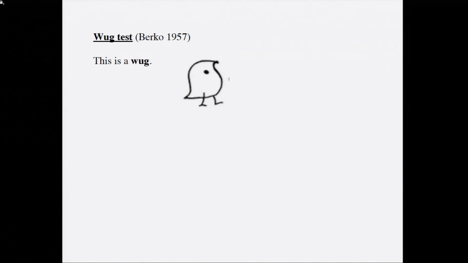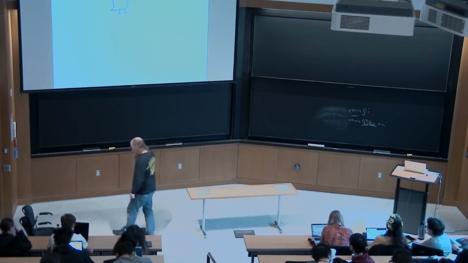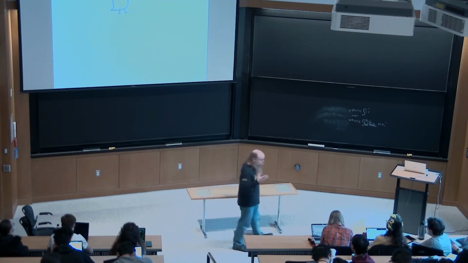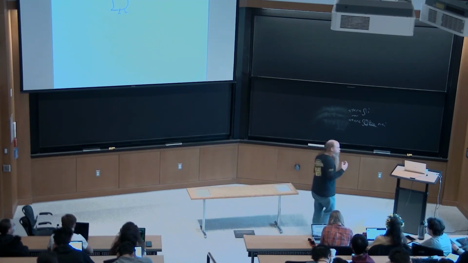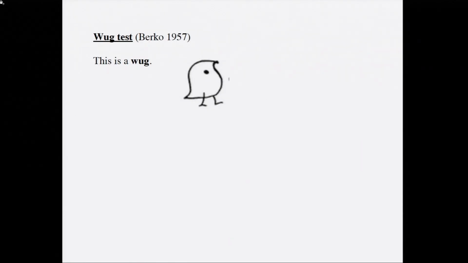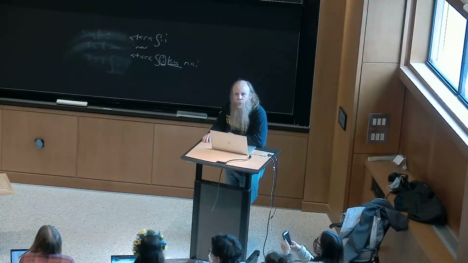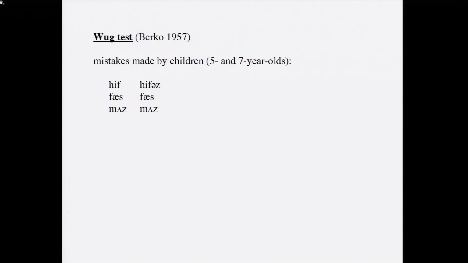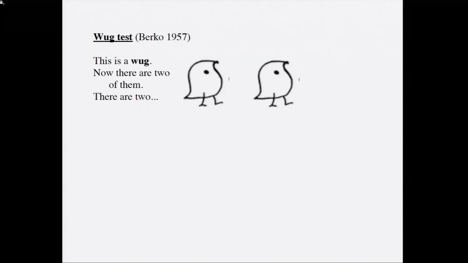Jean Berko, later Jean Berko Gleason, did this work in 1957 with children. She was demonstrating that they know these generalizations about plurals, even with words they've never heard before. So she would show them pictures like this one. This is one of her pictures. She said, this is a wug. And then she would show them 2 pictures of the same thing. And she would say, now there are 2 of them. There are 2, and children were supposed to say, wugs. Even though they'd never heard anybody say wug before.